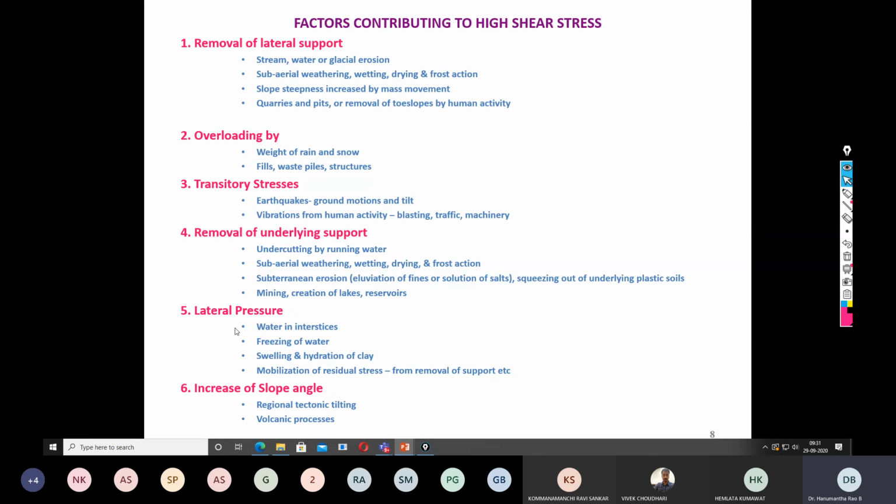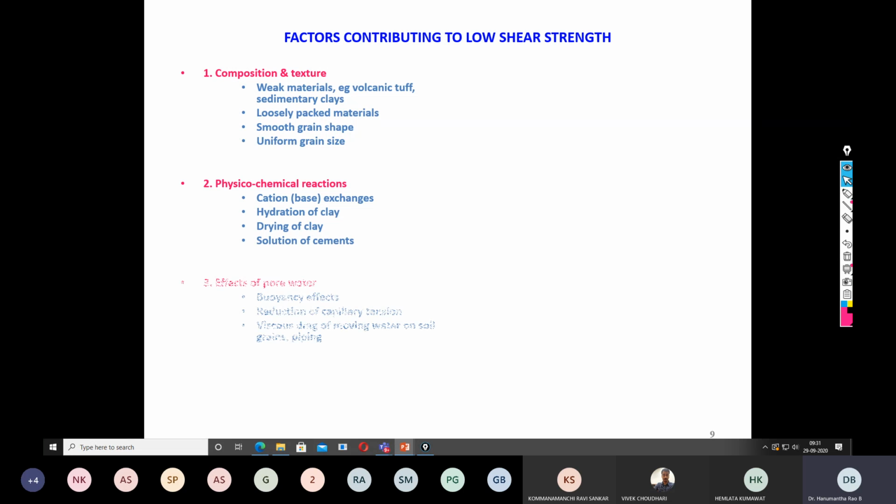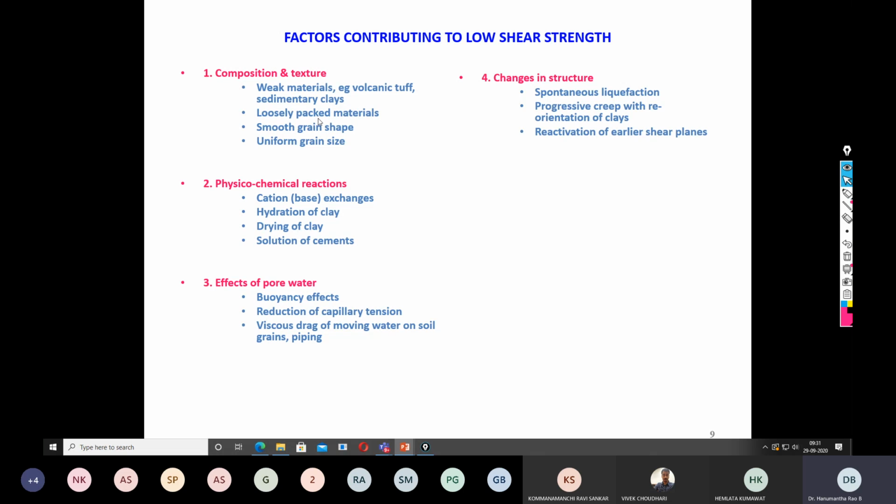So these are all causes which make the slope unstable or which make the shear stress a dynamic process. On the other hand, there are other factors which will increase or decrease the shear strength. The same thing. So composition and texture: weak materials, for example volcanic subs, sedimentary clays, loosely packed material, smooth grain shape, uniform grain shape, physico-chemical relationships, then effects of the pore water, then changes in the structure.